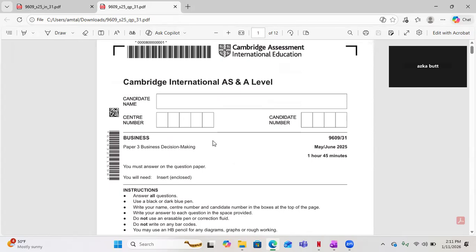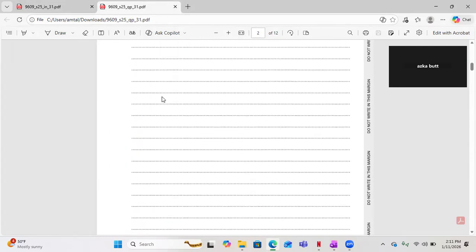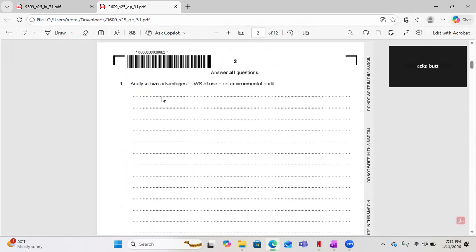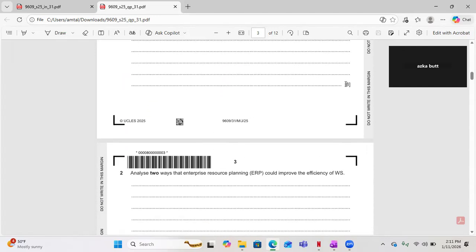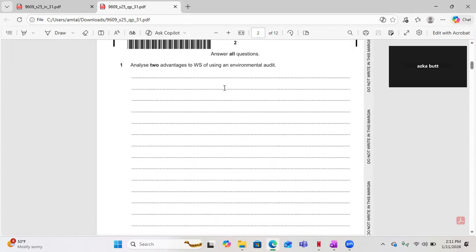Okay, students. So I already solved every question on OneNote. So this is the case study and this is the question paper. In the first question, they are saying analyze two advantages to WS of using an environmental audit. So this is an 8 marker question. Here we don't need to write any evaluation. There are only three things needed: knowledge, application, and analysis. You can write the definition of the environmental audit first of all, and then you can write the advantages.